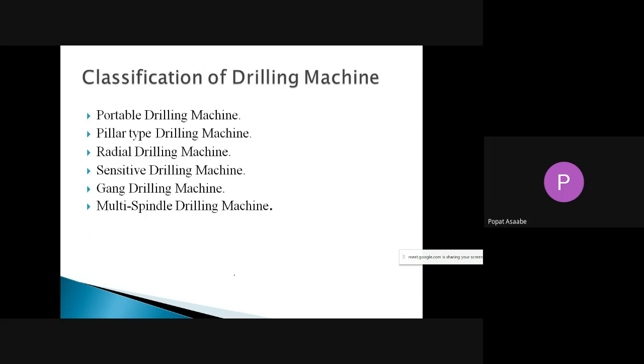Now see, what is the classification of the drilling machine? How is the drilling machine classified? These are the basic types of drilling machine. The first type is the portable drilling machine. Then the pillar type drilling machine. The next type is the radial drilling machine. Then the sensitive drilling machine, the gang drilling machine, and the multi-spindle drilling machine. In this manner, there are different types of drilling machines. Now we will discuss each machine one by one.